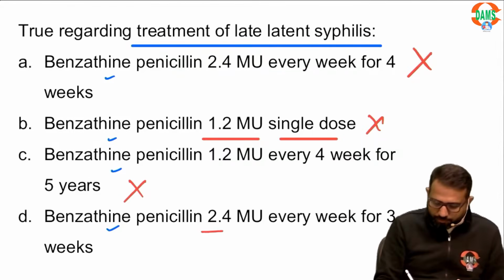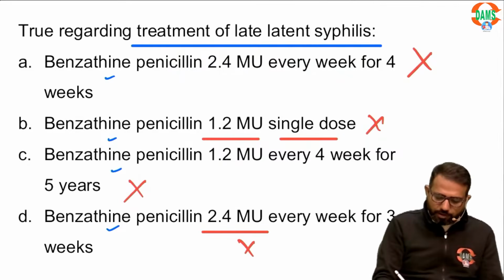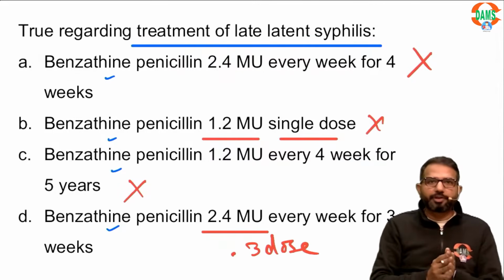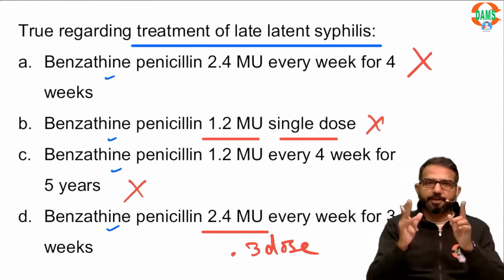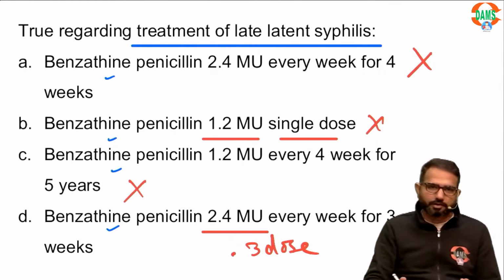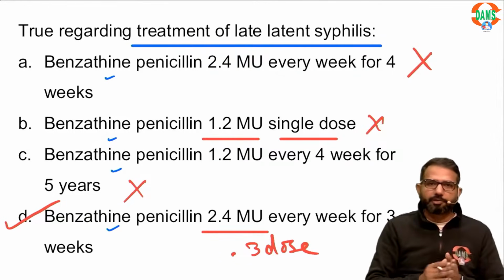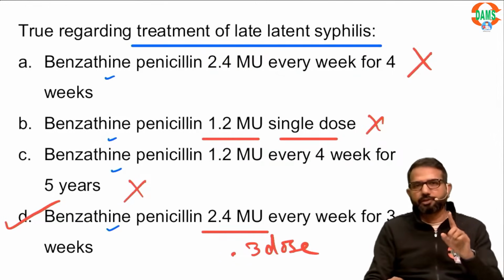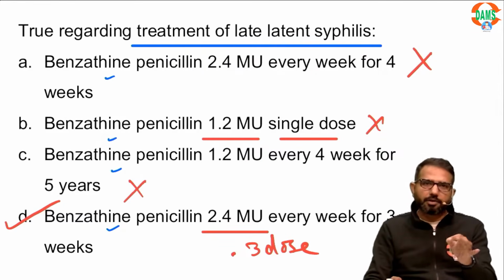So what is the correct answer? It is 2.4 million units every week for 3 weeks, so a total of 3 doses: 2.4, 2.4, 2.4 weekly, total 7.2 million units in 3 weeks. That is the best treatment for late latent syphilis and secondary syphilis, also for cardiovascular syphilis. But remember, in neurosyphilis it is not effective. In neurosyphilis we use crystalline benzyl penicillin G every 4 hourly, not the benzathine.